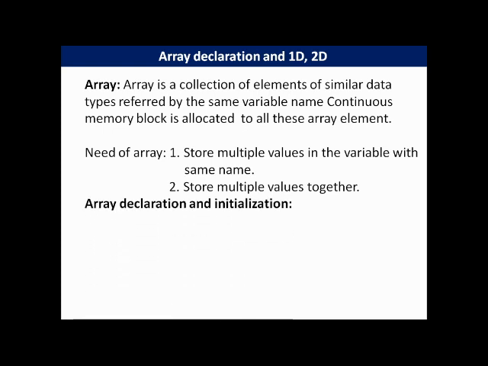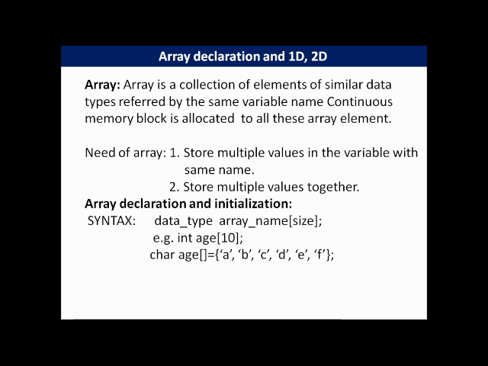Array declaration and initialization. Declaration syntax: data type, array name, and in brackets the size. For example, int age[10]. Here the data type is integer, the array name is age, and the size is 10. For a character array, we declare the data type as char, age in brackets, equals, then in curly braces you write the alphabets in single quotes, and then the semicolon.